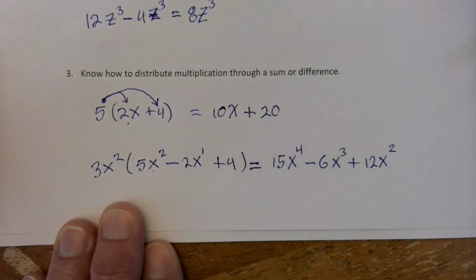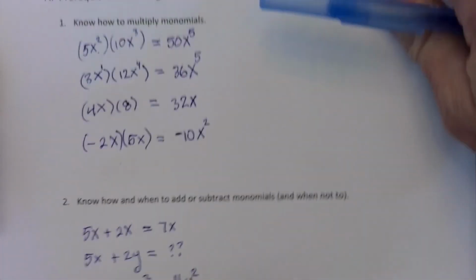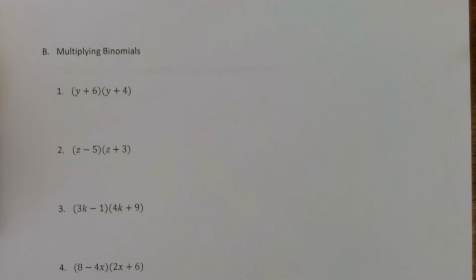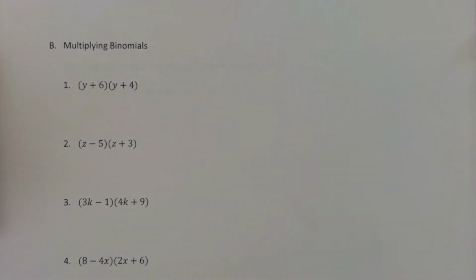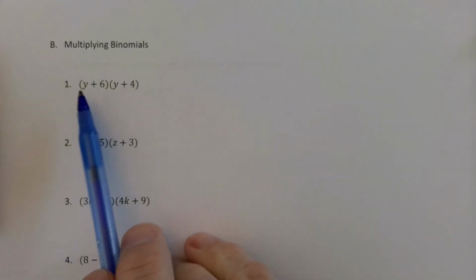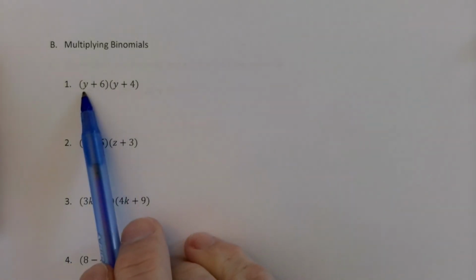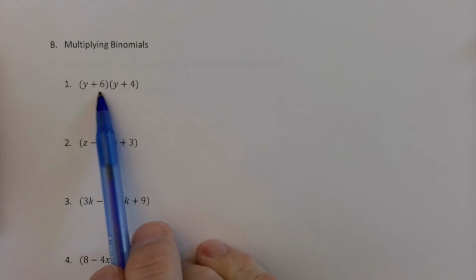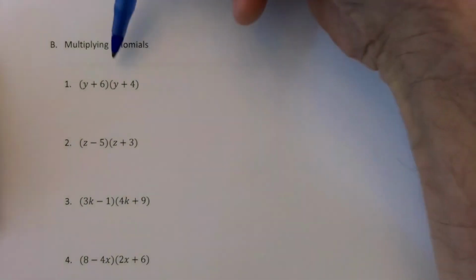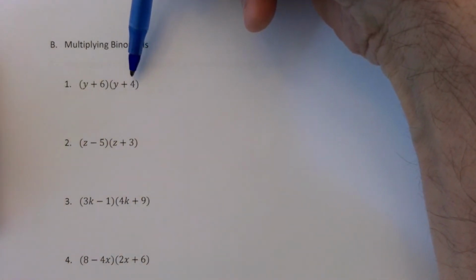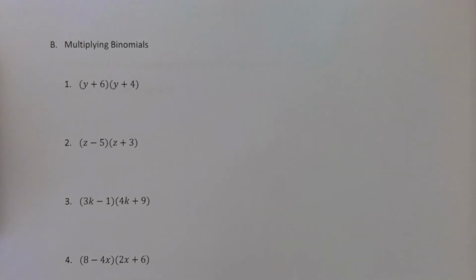Okay, now we can move on to what we really wanted to talk about. We can multiply polynomials. And we're going to start off easy. A binomial times a binomial. This is considered a binomial because it has two things being added, a y and a 6. This is also a binomial, y plus 4. We're multiplying these two binomials.